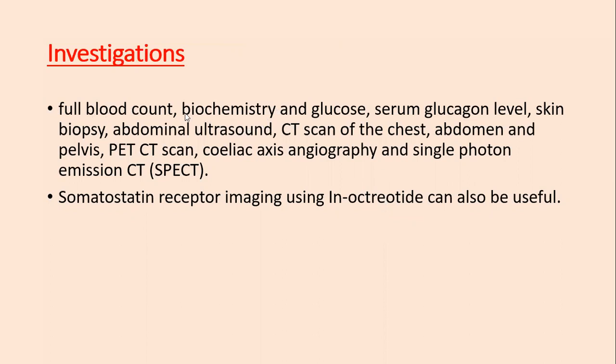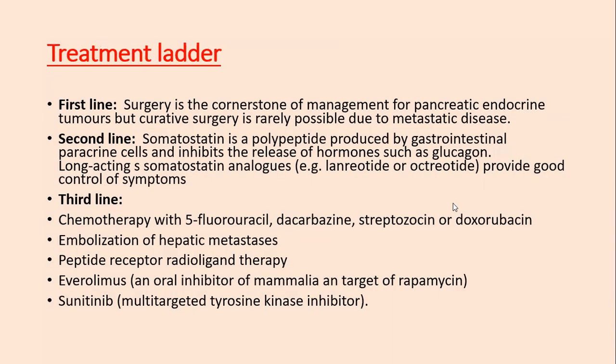Blood count, biochemistry, glucose, serum glucagon level, skin biopsy, ultrasound, CT scan chest and abdomen, PET scan, celiac axis angiography, and single photon emission CT. Somatostatin receptor imaging using octreotide is also useful. First line is surgery. But surgery is rarely possible because of metastatic disease.